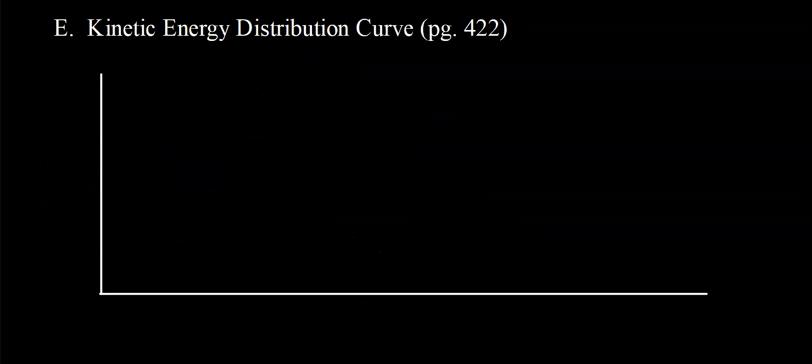Before we go to page 383, let's move on to letter E. We'll go back to 383 in just a minute because there's something else I want to show you with the Boltzmann distribution. All right, next up, kinetic energy distribution curve. Set up our axes. Once again, on the y-axis, we have number of particles. Any guesses what goes on the x-axis? You guessed it, kinetic energy, right?